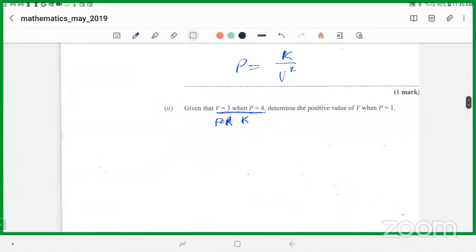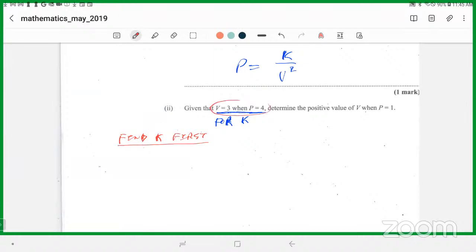All right, so we're going to find the K first, as usual. We're doing variations questions. This is the method that we're using, finding K first.